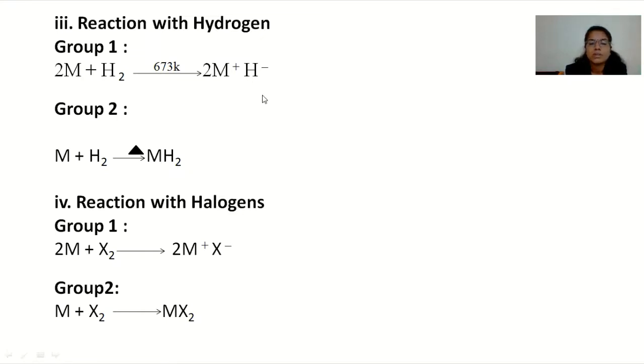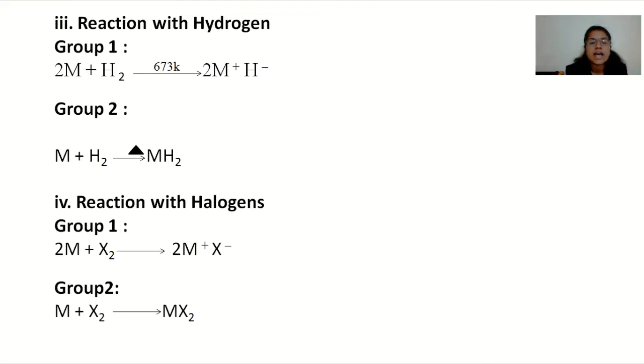While in group 2, elements also form the hydride except beryllium. When heated with hydrogen they form MH2 type hydride. See here, metal hydrides are formed, but valency is +2, so that's why we can say here MH2 type hydrides are formed.